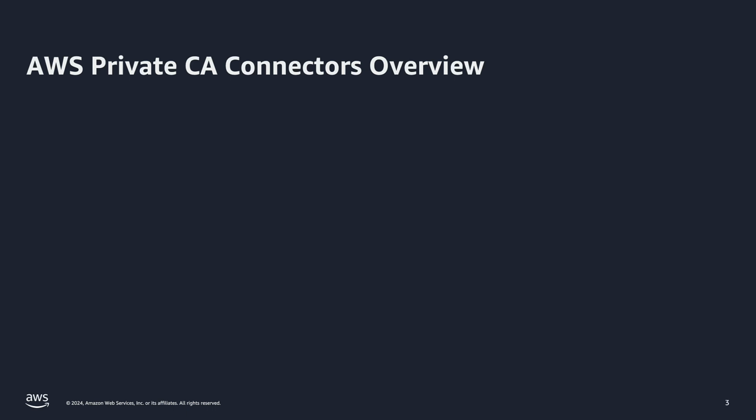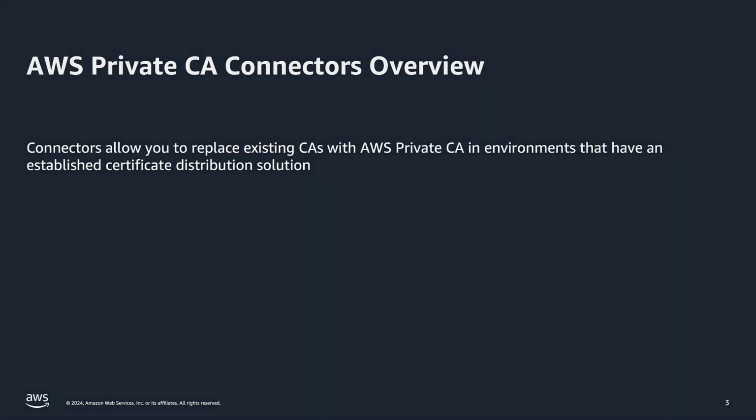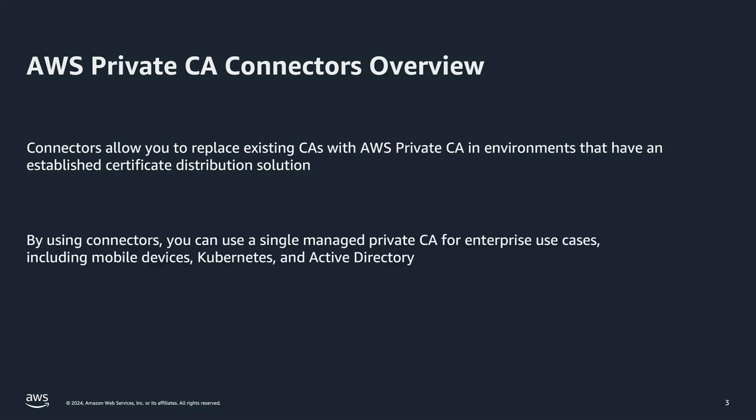So what are connectors? Connectors would allow you to replace existing CAs with AWS Private CA for environments with an established native certificate distribution solution. By using connectors, you can use AWS Private CA as a single CA solution for a variety of enterprise use cases, including mobile devices, Kubernetes, and Active Directory Certificate Services, or ADCS. Connectors for SCEP allow you to use AWS Private CA with SCEP-compatible applications, clients, and endpoints. Typically, this means mobile device management solutions.